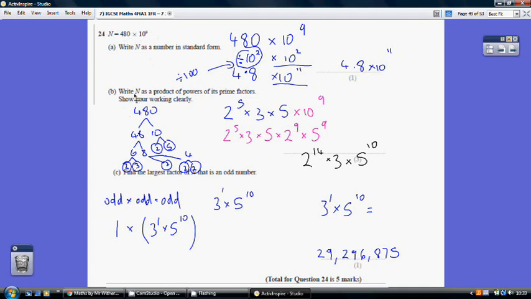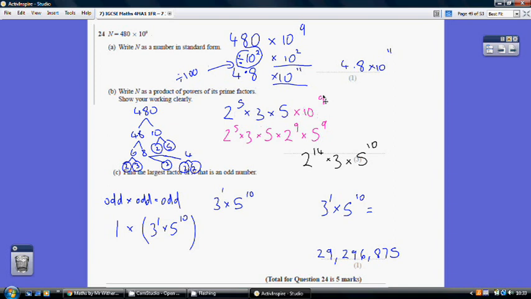Now for part B, write n as a product of powers of its prime factors. Show your working clearly. Well, if we break down the 480, it becomes a 48 and 10, a 6 and an 8. The 10 becomes a 2 and a 5, the 6 breaks down and so on. So this is just the number tree to break the 480 down to 2 to the power of 5 times the 3 times the 5. Now, we've still got our 10 to the power of 9 to think about.